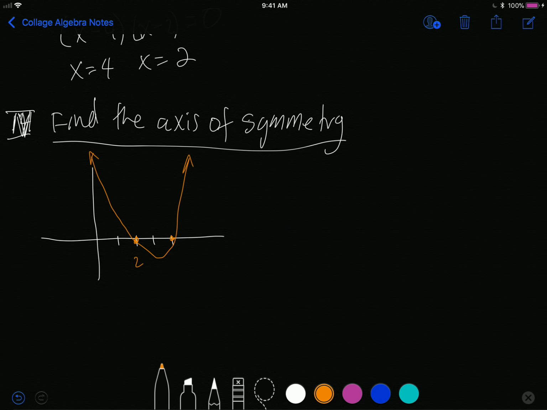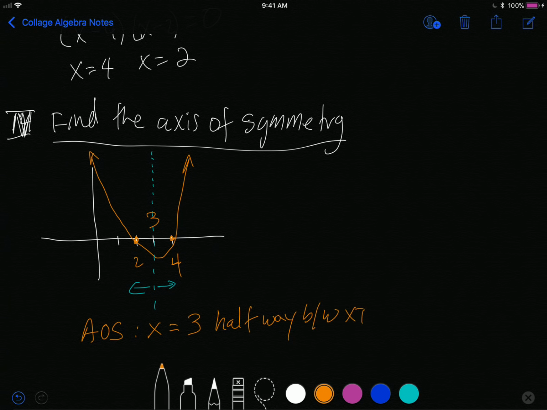The axis of symmetry must be the mirror line, and so it must cut the graph exactly in half. Obviously, my graph is not drawn to scale. So what's halfway between 4 and 2? Clearly, the answer is 3. And so my axis of symmetry is a vertical line, and vertical lines have the equation x equals. It will be x equals 3. Now that's the fastest way to find the axis of symmetry. It is halfway between the x-intercepts.